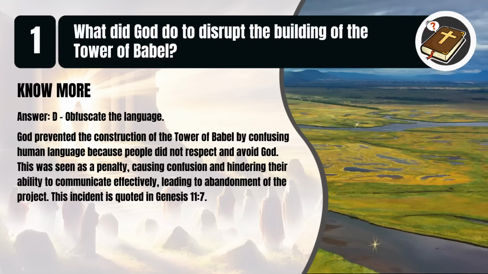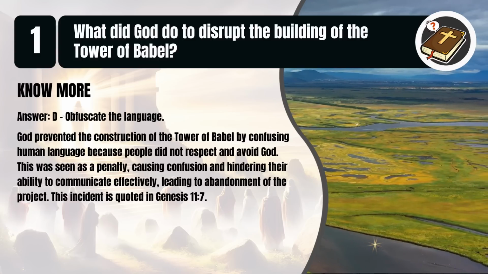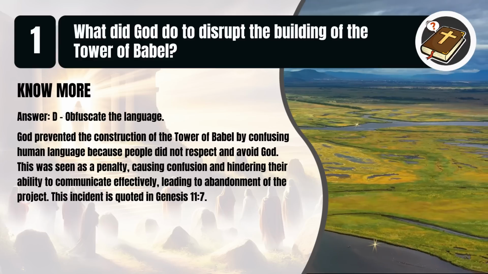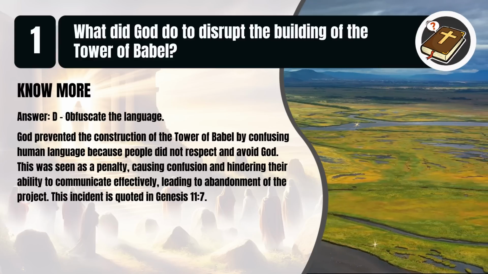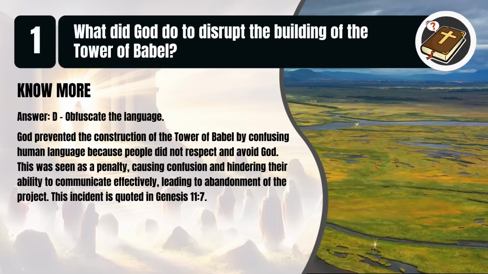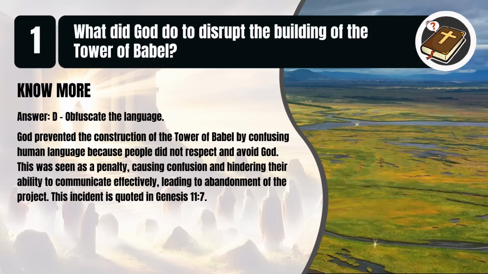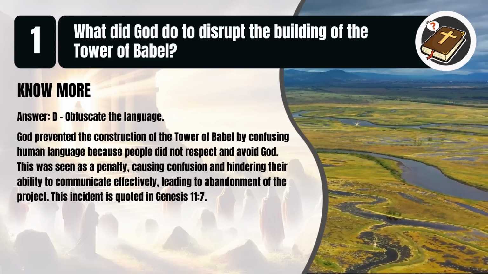God prevented the construction of the Tower of Babel by confusing human language because people did not respect and avoid God. This was seen as a penalty, causing confusion and hindering their ability to communicate effectively, leading to abandonment of the project. This incident is quoted in Genesis, chapter 11, verse 7.